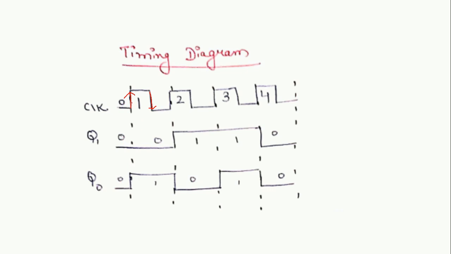For the first clock cycle, Q1 is 0 and Q0 will change its value from 0 to 1. Second clock cycle, 1, 0. Third clock cycle, 1, 1, and the fourth clock cycle is the recycle condition, 0, 0.